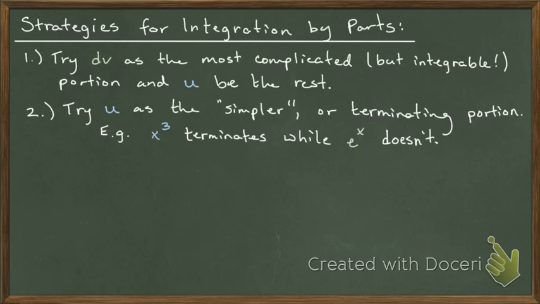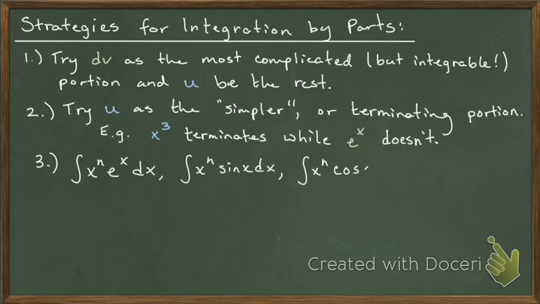Okay? Number 3 is really when we start getting into the more explicit guidelines. Number 3 says that the integrals that look like these, x to the n e to the x, x to the n sine x, and x to the n cosine x, these are all situations where you should choose u to be whatever is out front, that x to the n. Okay? If you can't do a substitution, I know I've got just u here. I'm trying to say that dv would then be the rest of those there.